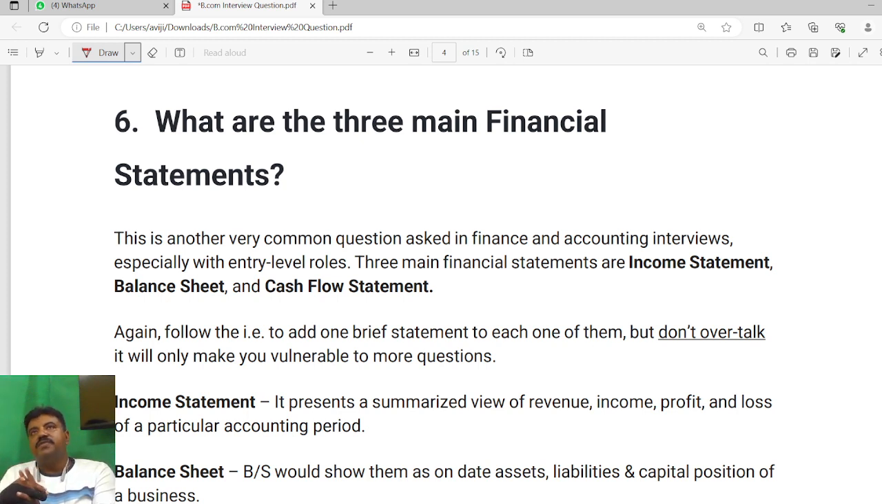And the last one is the cash flow statement. Cash flow statement basically shows the inflows and outflows of cash in a particular accounting period. If I consider 2022 is my accounting year, then how much cash inflow there is in the year 2022 and how much cash outflow there is in the year 2022, that we come to know from the cash flow statement. So the cash flow statement basically helps the users of financial statements to understand the cash position of a company or of a firm. How much inflows are there, how much outflows are there.